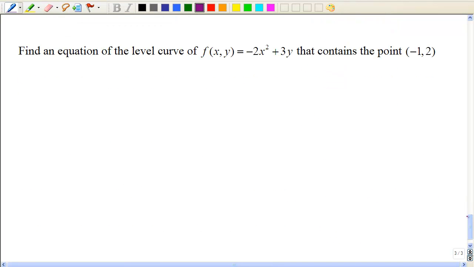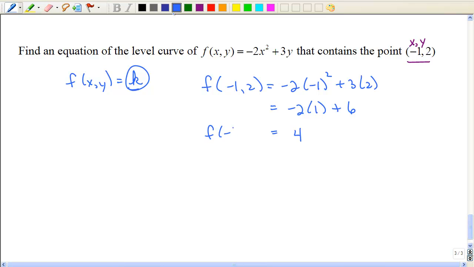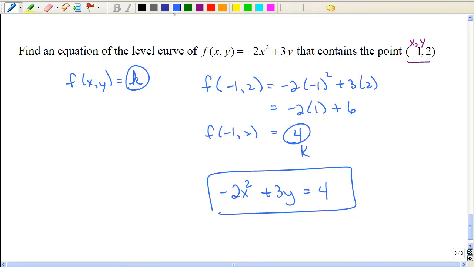All right, and the last thing you're going to be asked to do is find the equation of the level curve that contains a particular point. So this is x and this is y. Now let's go back to that definition of the level curve, that this is going to be equal to some constant. So we just need to find k. How do we do that? Well, let's evaluate the function at negative 1, 2. So f of negative 1, 2 is equal to 4. That is going to be k. So my equation of my level curve is going to be negative 2x squared plus 3y is equal to 4. This is probably one of the easiest sections we've covered yet, so take advantage of it.